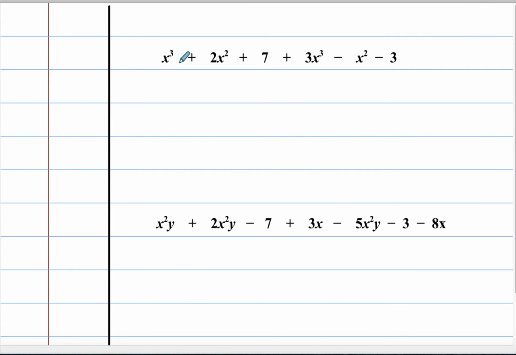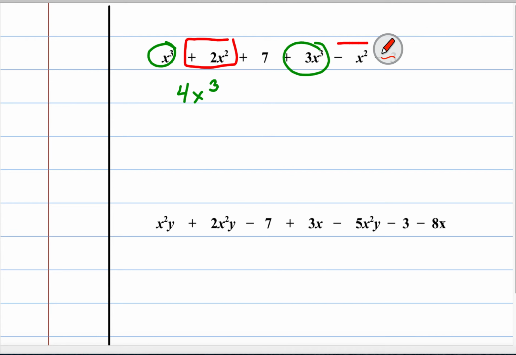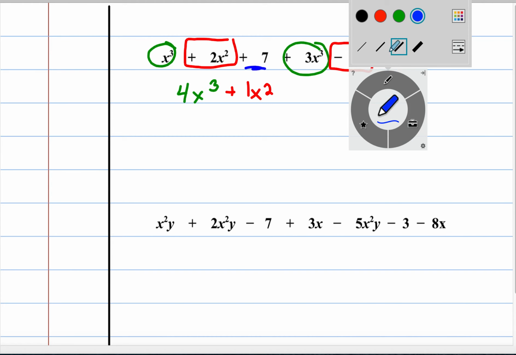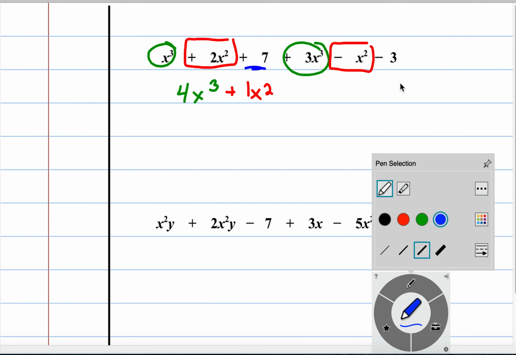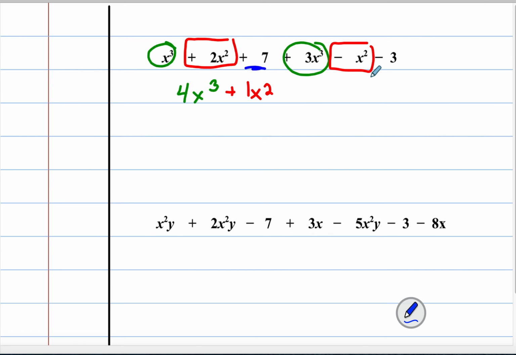So here we go. So let's take a look. I'm going to start with my x cubed, x to the third power and x to the third power. So that's 4x to the third power. Now we're going to look at our x squareds. So we have 2x squared minus an x squared. So 2 minus 1 is a positive 1x squared, or just x squared. And then we have nothing going with the constant here. And we have a minus 3 there. So now that is 7 minus 3, which is a positive 4.